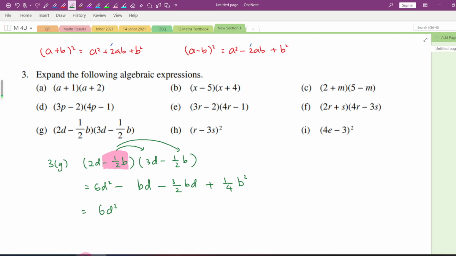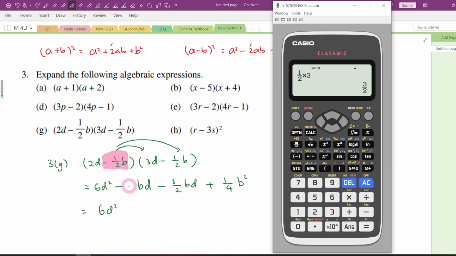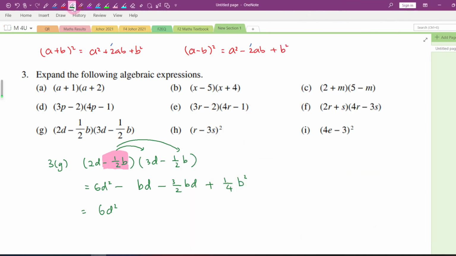So you can just press your calculator. You don't see anything, it means 1. Because you have a minus sign here, you have to press negative 1 minus 3 over 2. We do not press the d and b, we only press the coefficient. You will get negative 5 over 2. So the bd, you just copy. You don't have to do anything. So be careful, you don't write b squared and d squared. This is not correct.